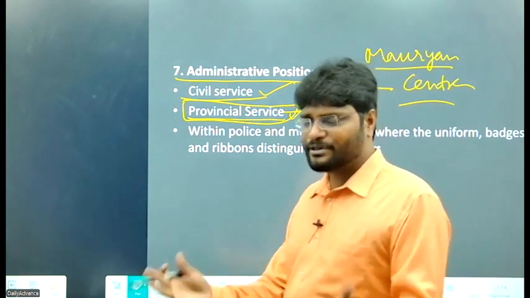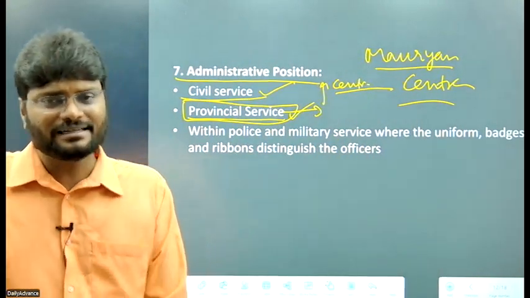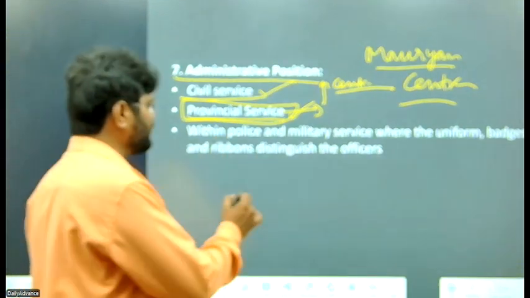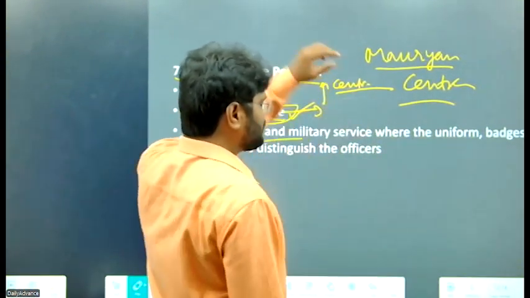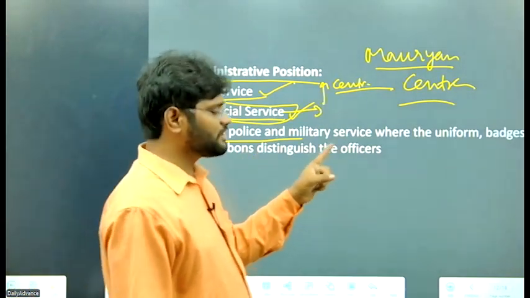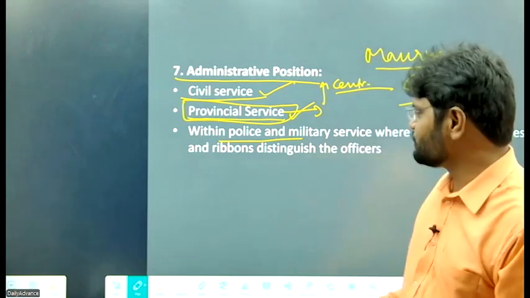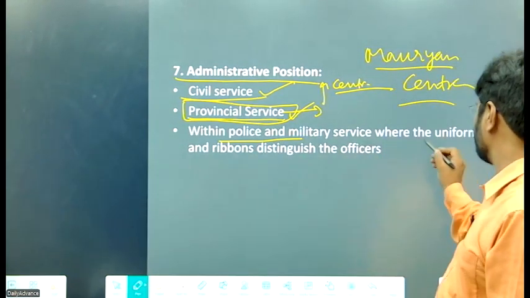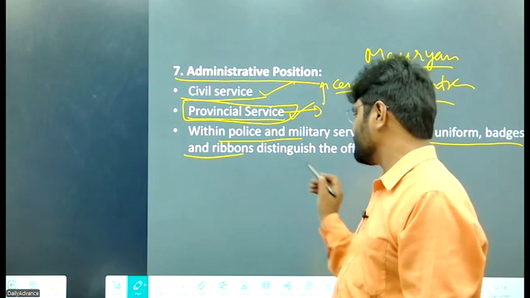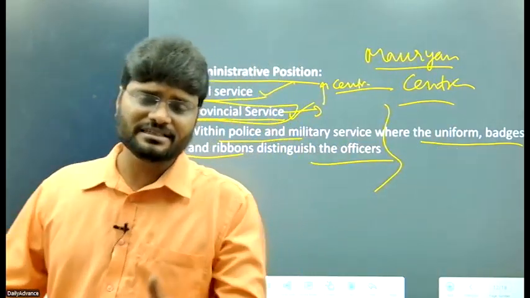So within the same department also, we can trace out the hierarchy. Suppose you take police and military. Here the uniforms, badges, as well as ribbons distinguish their rank. Their inequality, rank, and privileges could all be understood by the way they wear uniforms, badges, and ribbons. So it distinguishes their rank and privileges in the same department.